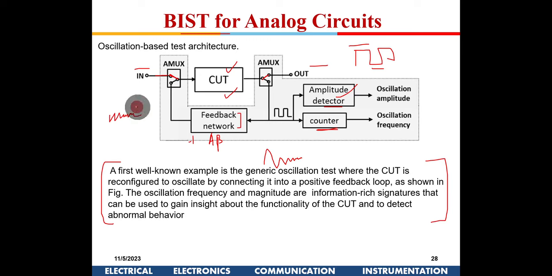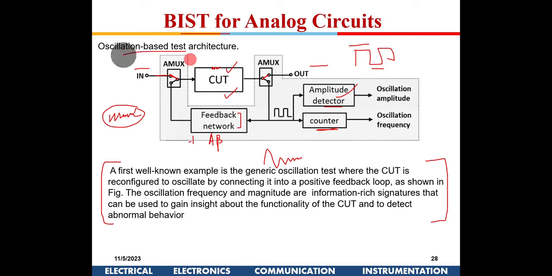So you need to either cater for those variations, or after doing a BIST check, maybe you have some provision to change some values of the resistances. That kind of thing also can be done. So this is one architecture.